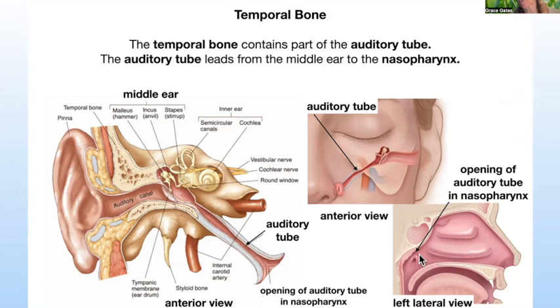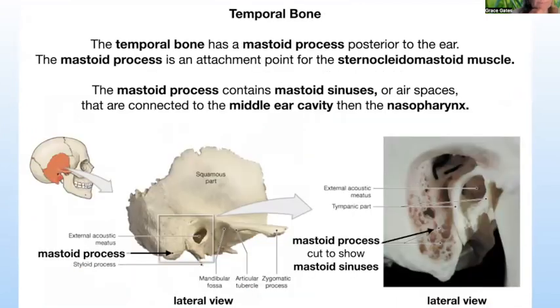I'll talk a lot more about that later in the respiratory system, as an explanation of how people first get a cold by inhaling a virus, and from there, how it can spread and easily become an ear infection, or otitis media, infection of the middle ear, because of this connection between the auditory tube and the nasopharynx.